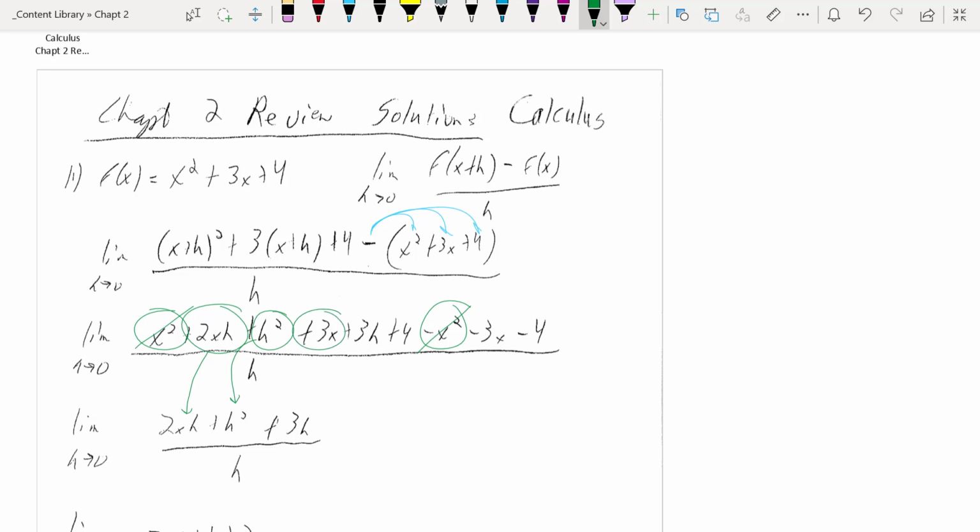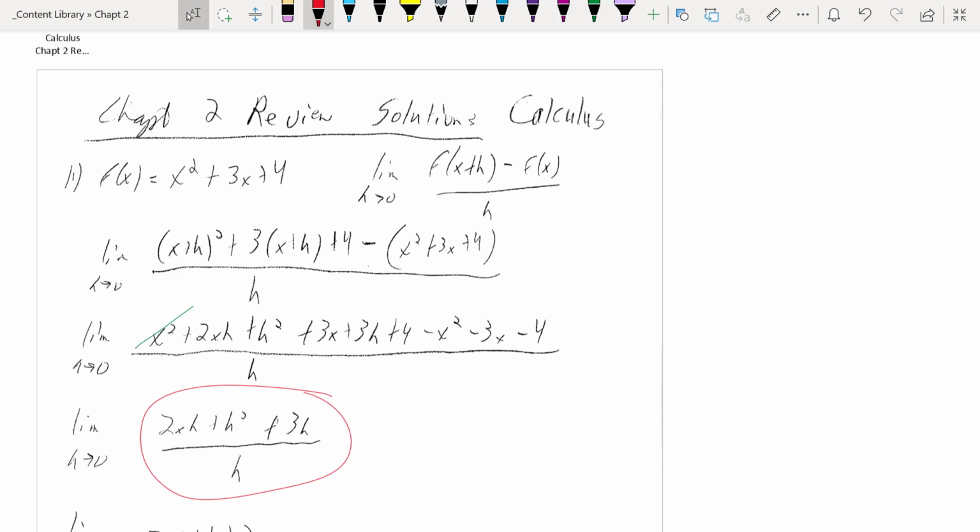Notice this next one, 3x, doesn't have an h variable in its term, so it's going to cancel right here. 3h does not cancel. There's an h in its term. And this last one, I've got 4 and negative 4, and those are going to cancel out. And so when I'm done with that process, I'm left with the following equation: 2xh plus h squared plus 3h all over h.